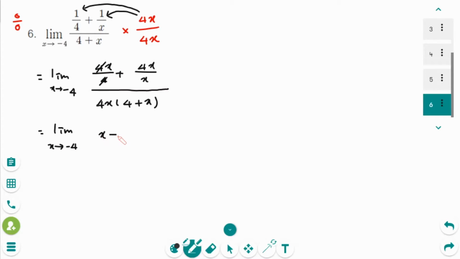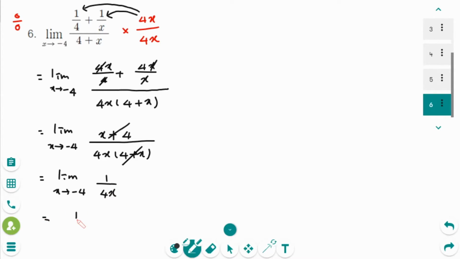and then don't expand the denominator as it is already in the factored form. Simplify x plus 4 over 4x times 4 plus x, and then cancel the common factor, which is x plus 4, and 1 over 4x. Then put minus 4 into x. So the answer is minus 1 over 16.